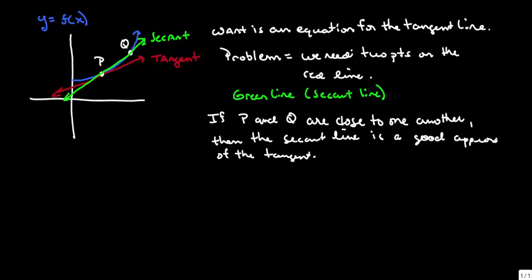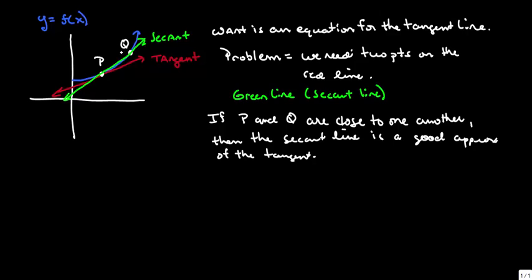That's the idea. What we'll do in the next couple chapters is take Q and squish it towards P as close as it can possibly get. Then we're going to use that to determine what our tangent line is.